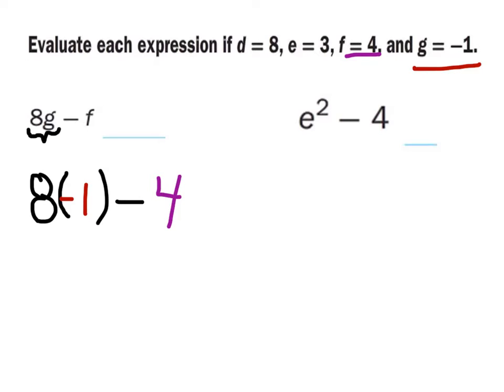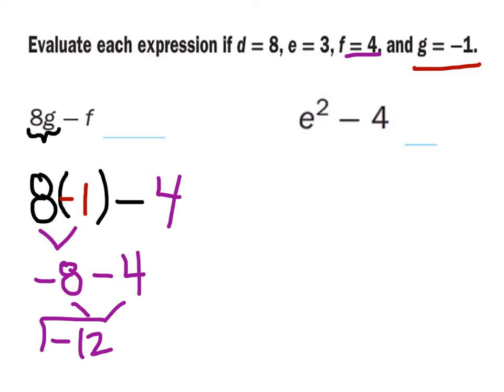Okay, please don't forget the order of operations. You must multiply here first. Don't take -1, subtract 4, and then multiply by 8, because it would be very, very wrong. So, 8 times -1, -8. Now you're going to subtract the 4, -12. So very good. E squared is just, what does that mean, E squared? E to the power of 2.